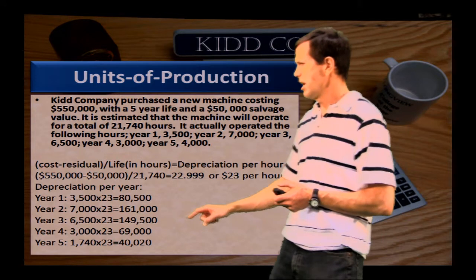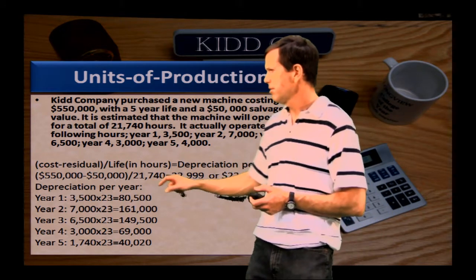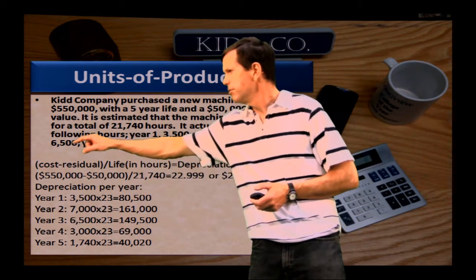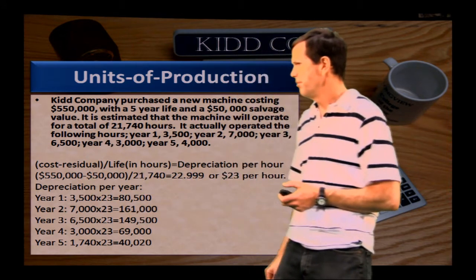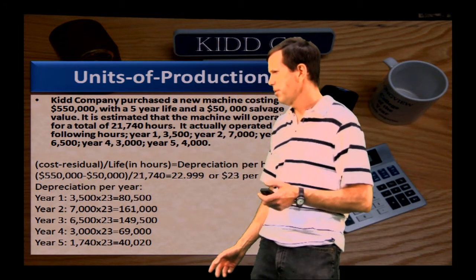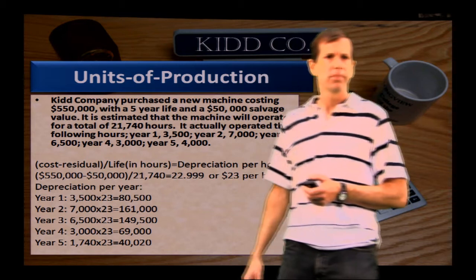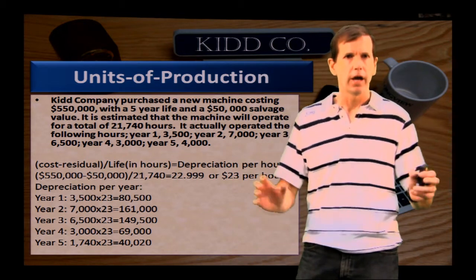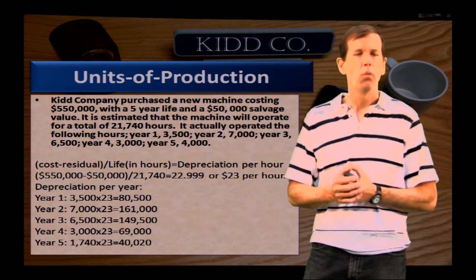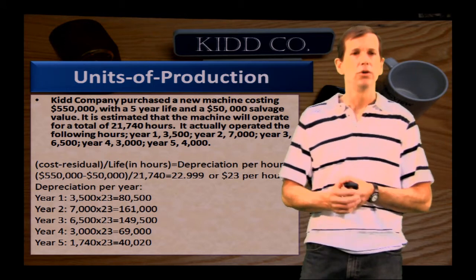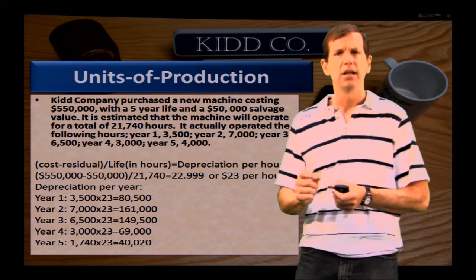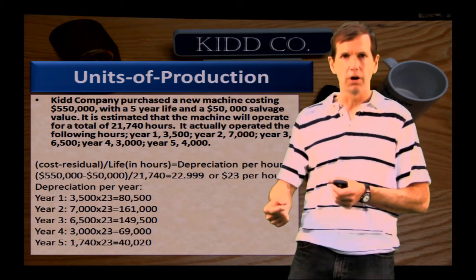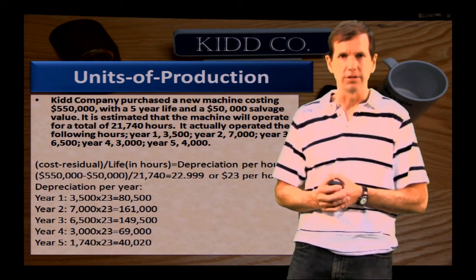You can see we did the same thing third year, 6,500 hours, the usage that we actually used. Year four, 3,000 times 23, and that takes us through year four. Okay, you see what we're doing. Now, one word of caution here. You can never depreciate an asset beyond that depreciable cost, in this case, the 500,000.